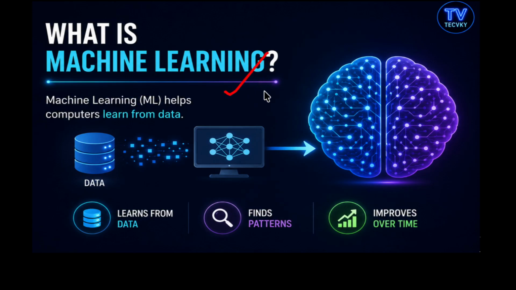Machine learning is a branch of AI that allows computers to learn from data instead of being explicitly programmed for every situation. The system analyzes data, finds patterns, and improves its performance over time. Think about how humans learn. We learn by observing examples and experiences. Machine learning works in a similar way. The more quality data it receives, the better it becomes at making predictions and decisions.